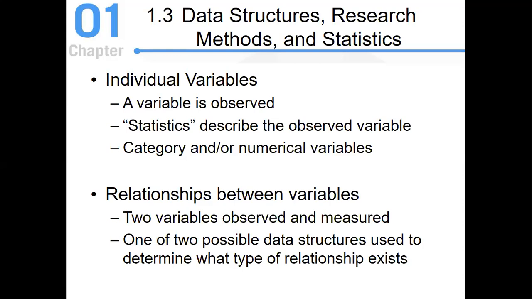Now, often we're not just interested in individual variables, but we have an idea that there might be a connection between two variables. Many research studies want to examine relationships between two or more variables. For instance, is there a relationship between the amount of violence that children watch on TV and in the media and the amount of aggressive behavior that they display? Is there some connection there?